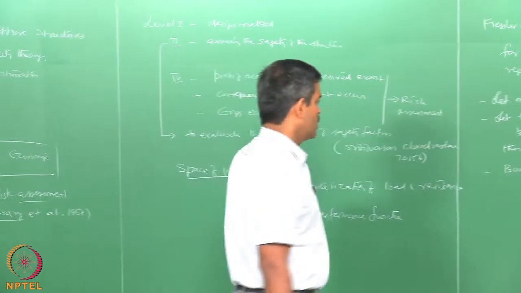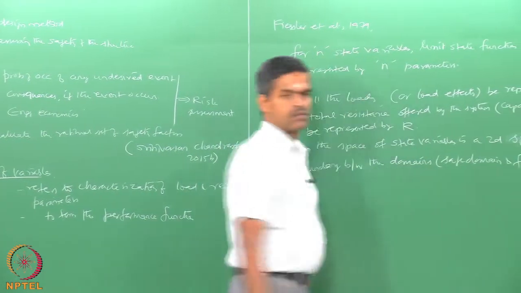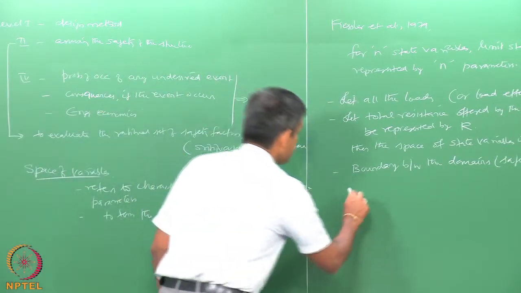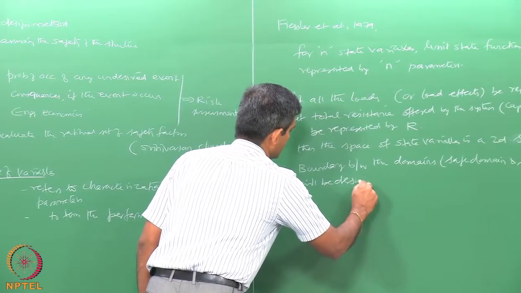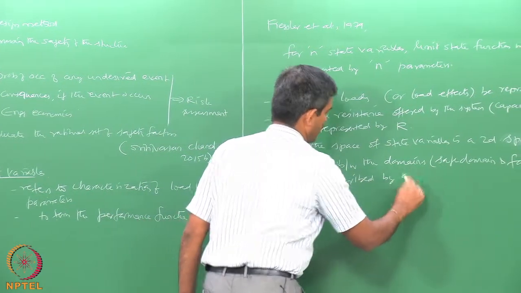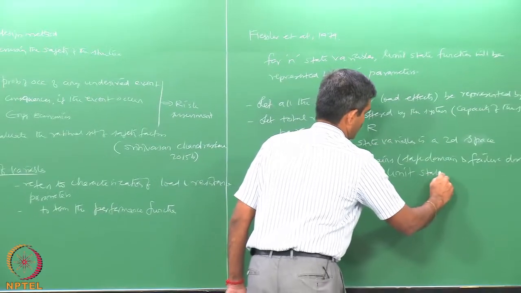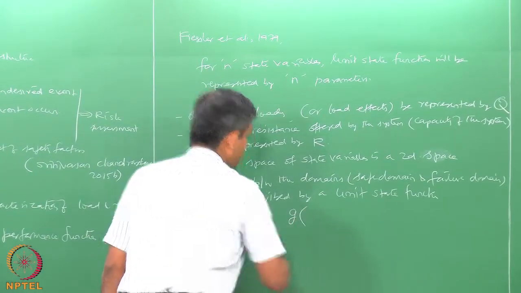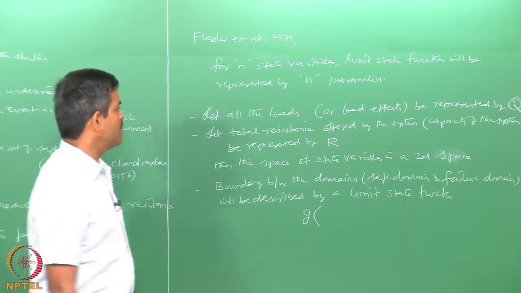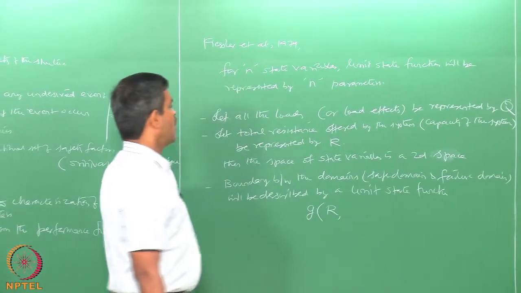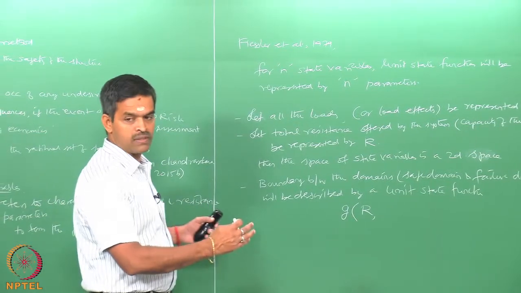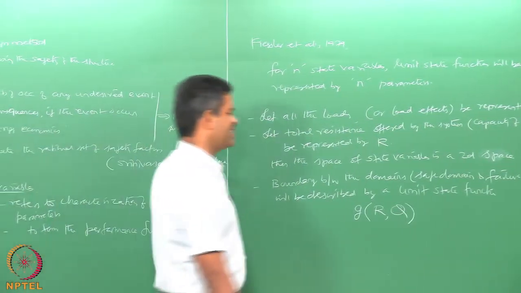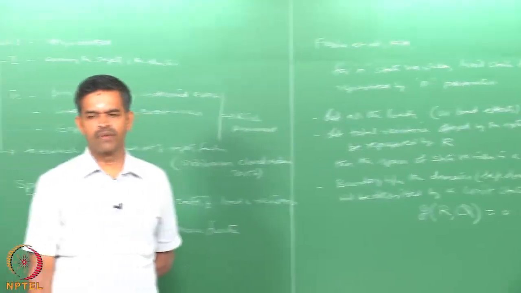So, therefore, the boundary between the domains, the safe domain and the failure domain, there are only two domains here, will be described by a limit state function. We call this function g of, the function has got two space of variables. One is the resistance offered by the system or the capacity of the system, the total resistance offered by the system. Other is the total load or the load effects on the system, and we said that.